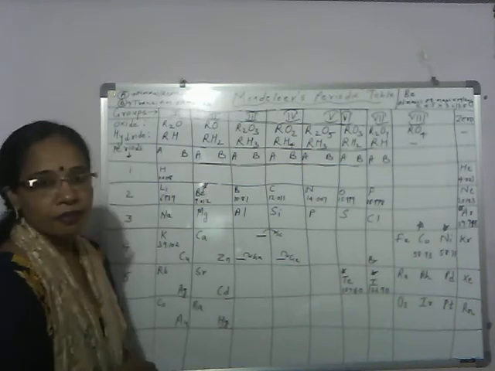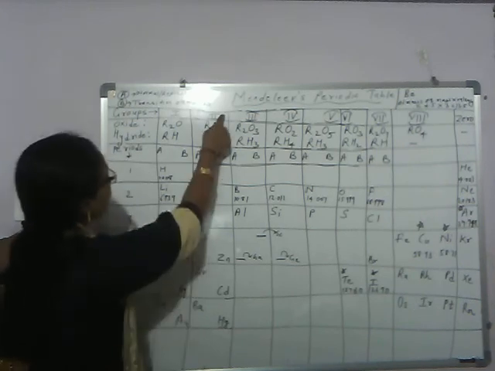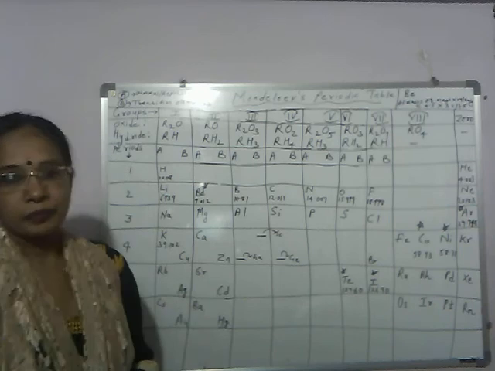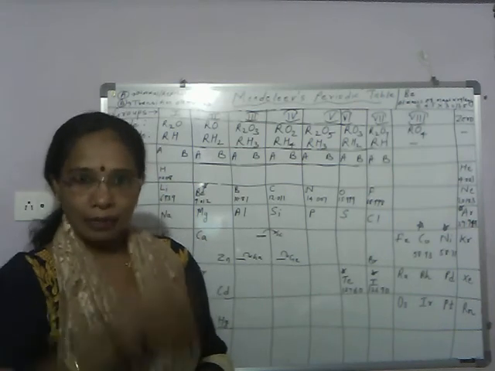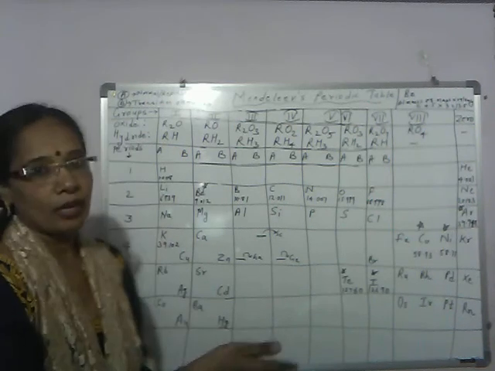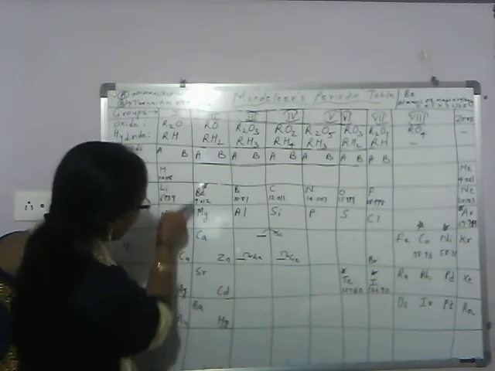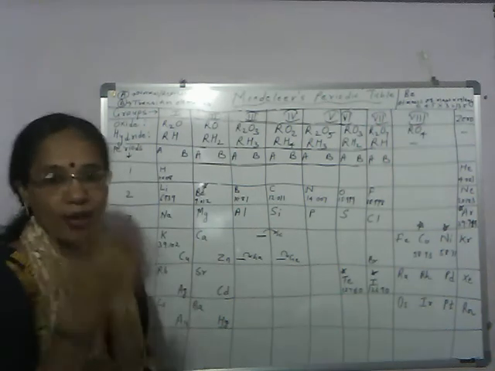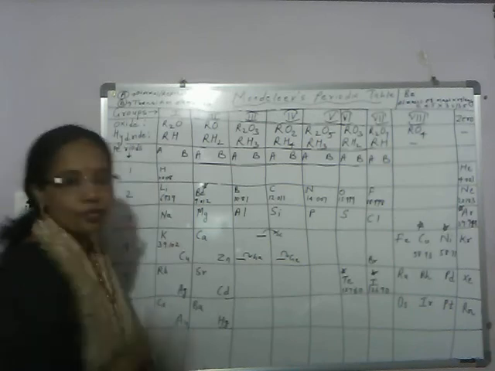Further, the properties of beryllium were similar to magnesium, calcium, strontium, and barium of group 2A. Because Mendeleev, while developing the table, kept two things in mind: elements should be arranged in increasing order of atomic mass, and elements with similar properties should fall under one group. So the properties of beryllium were similar to magnesium, calcium, strontium of group 2A. So where should it be placed? In 2A, along with magnesium, calcium, strontium.